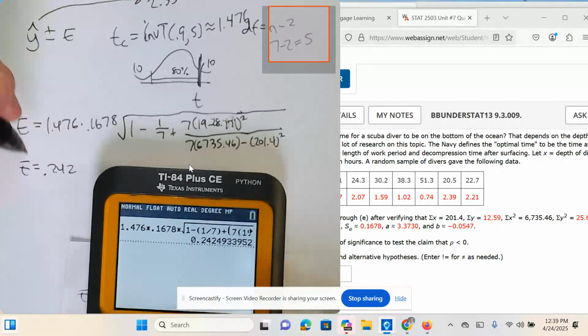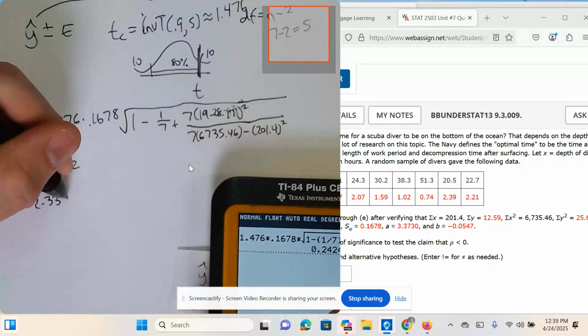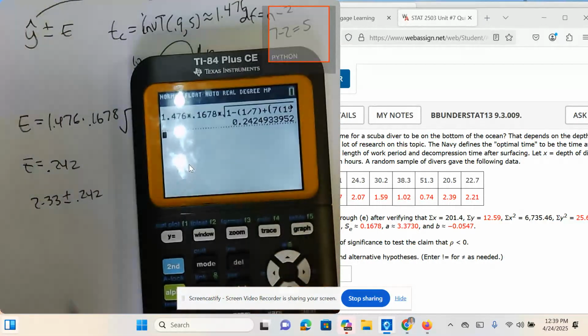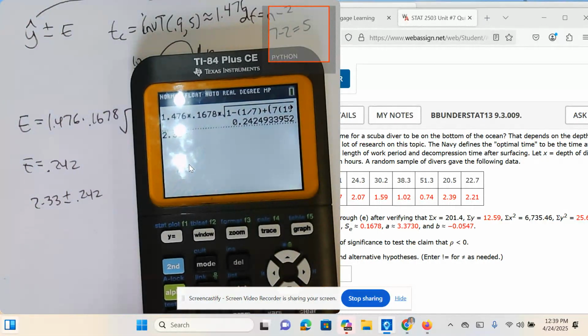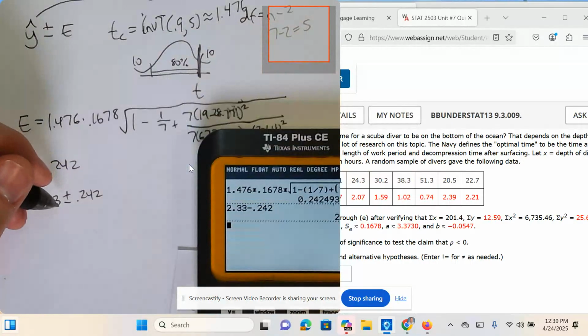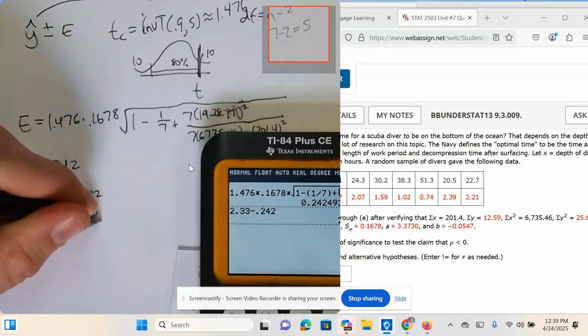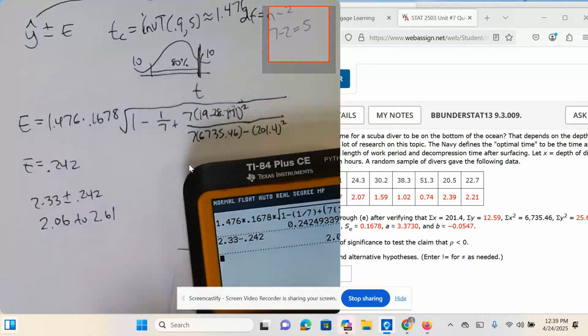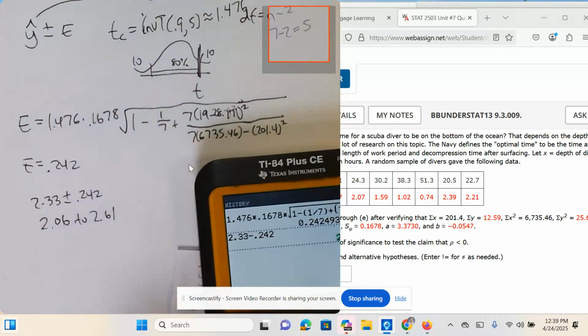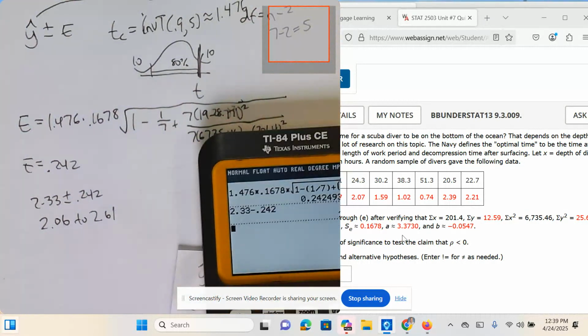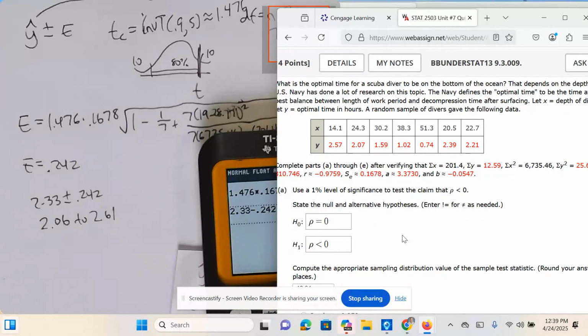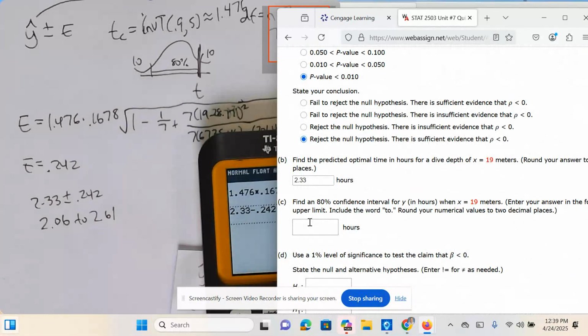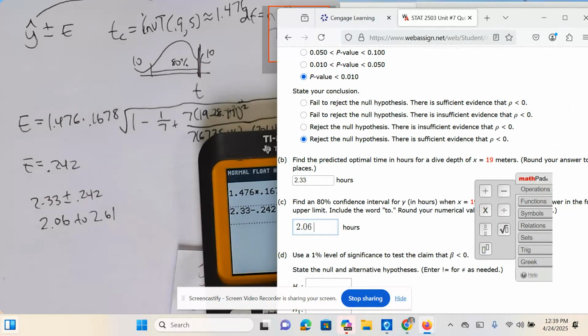So now I'm going to take my predicted value, 2.33, and add and subtract 0.242. So 2.33 minus 0.242, 2.08, and this is actually a little off. So there's something off somewhere. It should be 2.06 to 2.61. It looks like I typed something wrong in there somewhere, and I don't really have time to look into it. Crazy. All right, so 2.06.